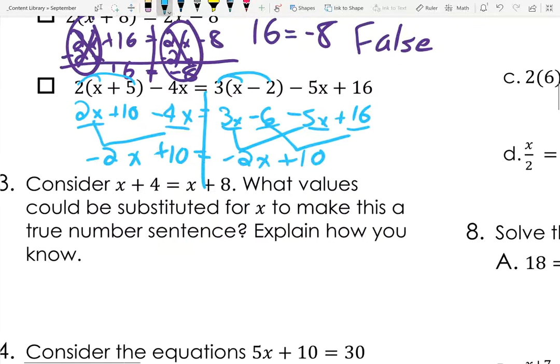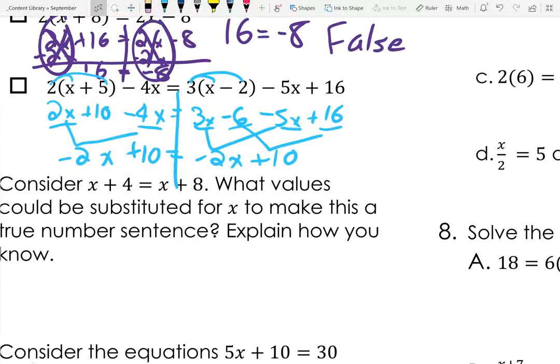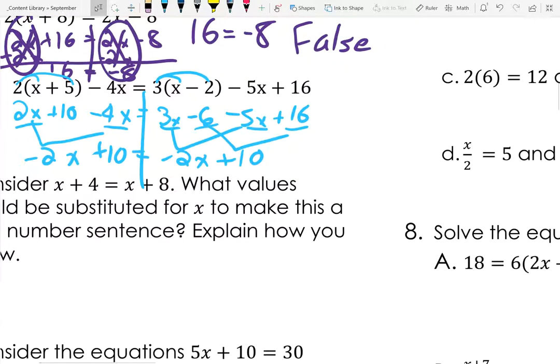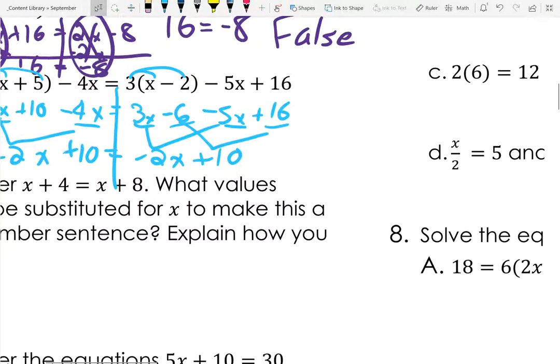All right. Now, again, this might be enough for some people to know whether it's true or false, but for the rest of us who can't tell if it's true or false, let's continue working. If it's all right with you, I'm just going to rewrite the problem over here on the right side, so I have a little more room. Negative 2x plus 10 equal to negative 2x plus 10.